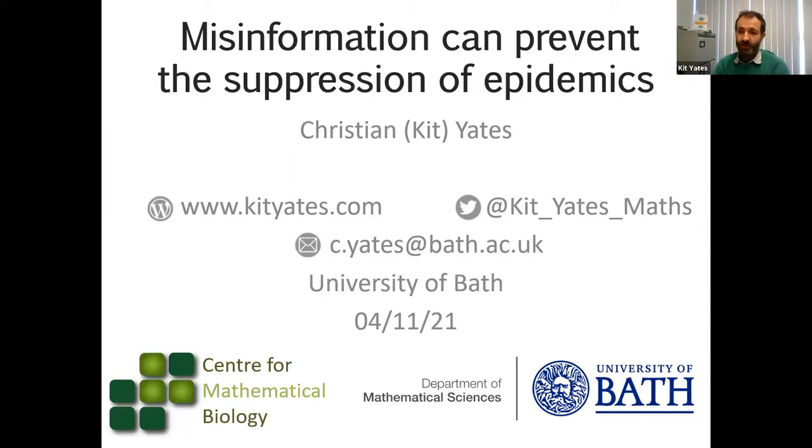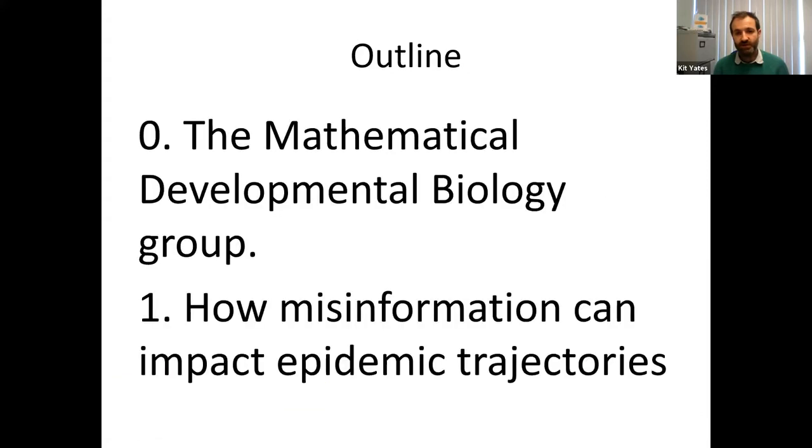My name is Kit Yates. I'm a senior lecturer in mathematical biology at the University of Bath. I'm also the co-director of the Centre for Mathematical Biology there. And the caveat that I often have to put in front of things at the moment is I'm also a member of Independent Sage for my sins. So I'm going to talk a little bit about some of the epidemiological modelling work that we've been doing over the last year on understanding how information or misinformation can change the dynamics of an epidemic.